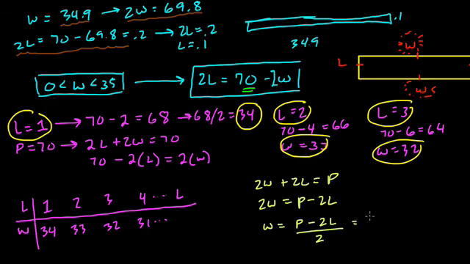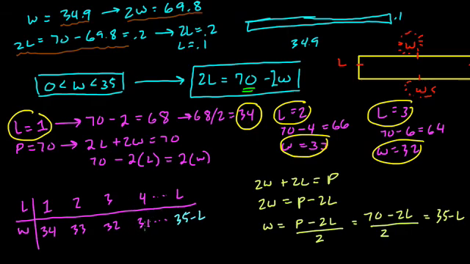Okay, well in this case that equals what? Well, perimeter is 70, right? So 70 minus 2l over 2. Divide both pieces by 2, and you get 35 minus l. And that's essentially what you're seeing here. So w will equal, because here we got 34 when l was 1, so you can imagine 35 minus 1 equals 34. 35 minus 2 equals 33. 35 minus 3 equals 32. 35 minus 4 equals 31, and so forth.